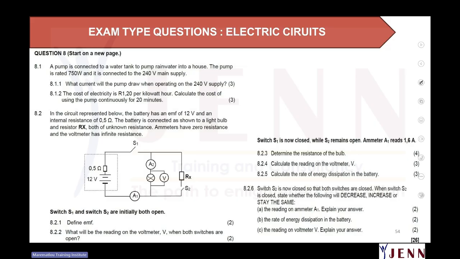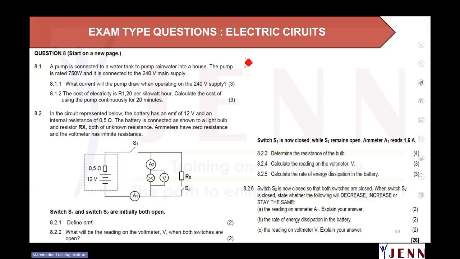So the first question there says a pump is connected to a water tank to pump rainwater into the house. The pump is rated 750 watts and it is connected to a 250 volt main supply. Now they're asking, what current will the pump draw when operating at 240 volts? This question, you're also going to get it.